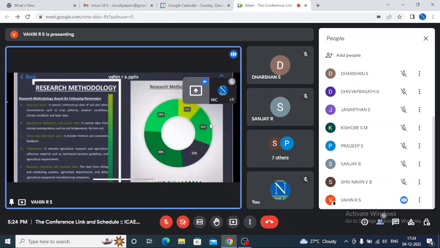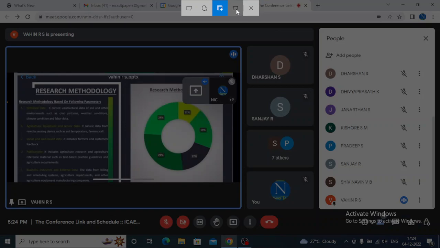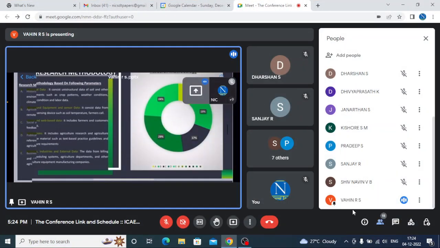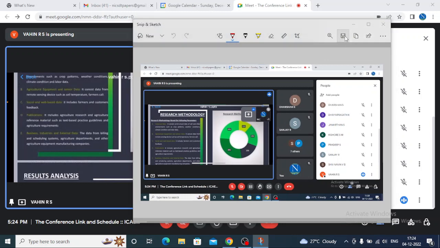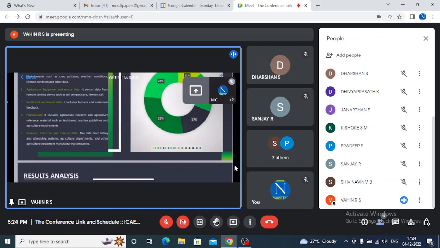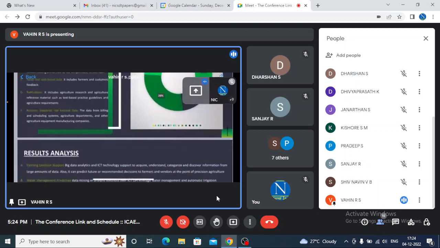Here is the research methodology. You can see the percentages on the right side of the PPT. To deal with the historical data, it consists of unstructured data of soil and other environments such as crop patterns, weather conditions, climate conditions, and labor data. To deal with agriculture equipment and sensor data, it consists of data from remote sensing devices such as soil temperature, farmer calls, and so on. And here you go, the social and web-based data: publications, business, industries, and external data.